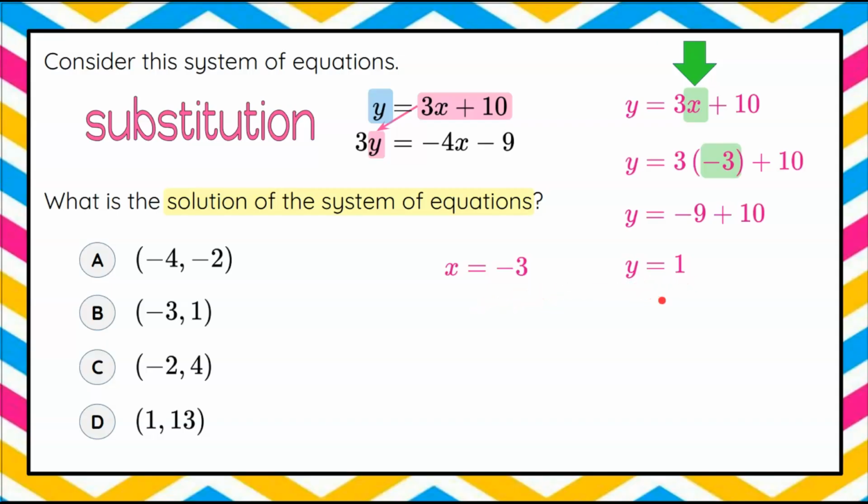Now I have my x and y. We're going to write it as an ordered pair because this is the point where these two lines will intersect on a graph. It is also the solution of the system because it is the only point that is true for both equations. If I plug negative 3, 1 in, it makes both of these true. So my answer choice is B.